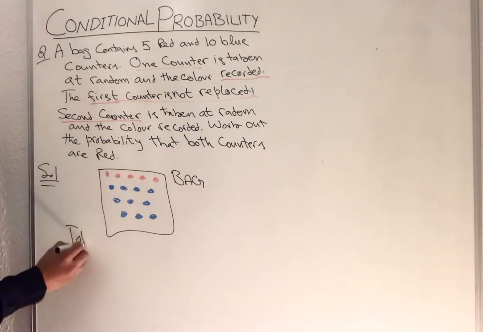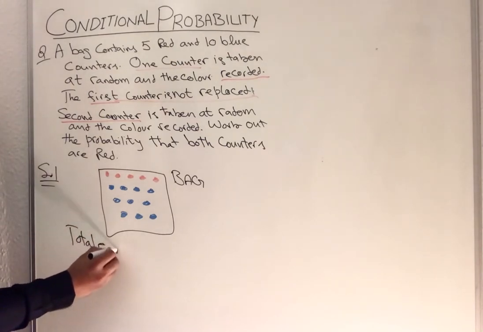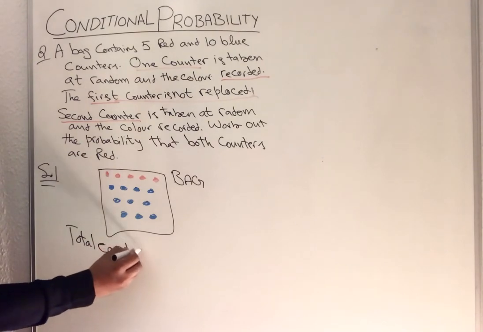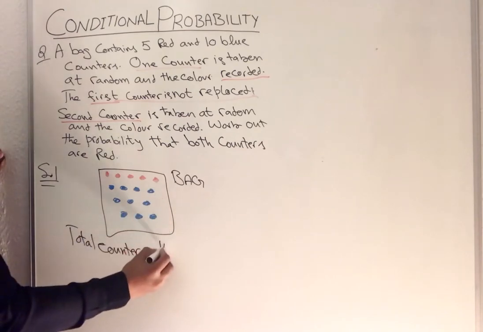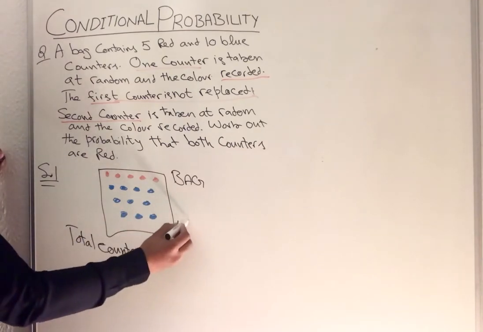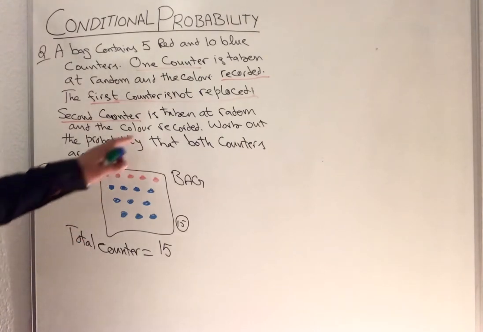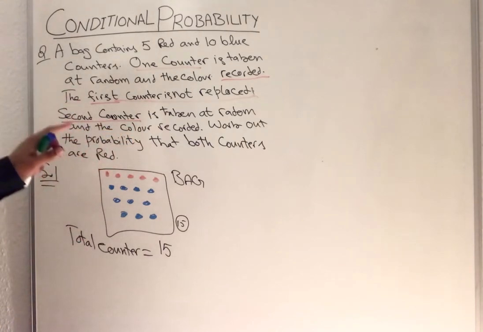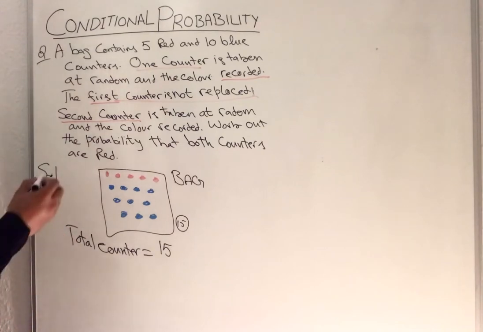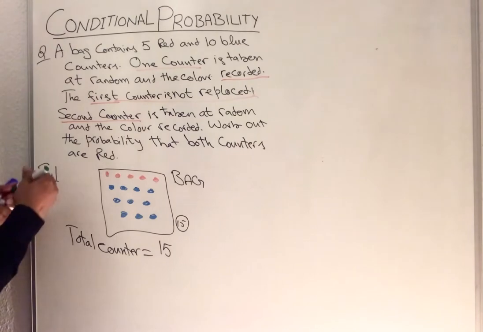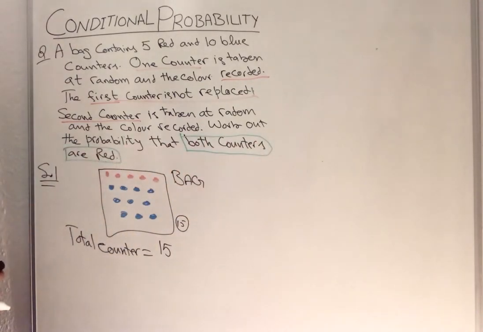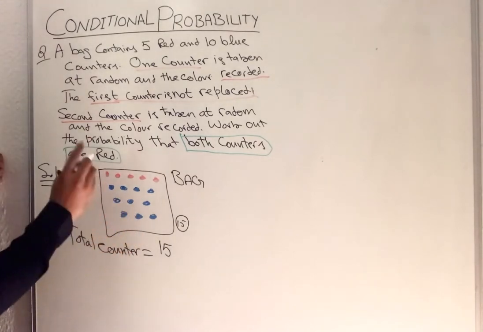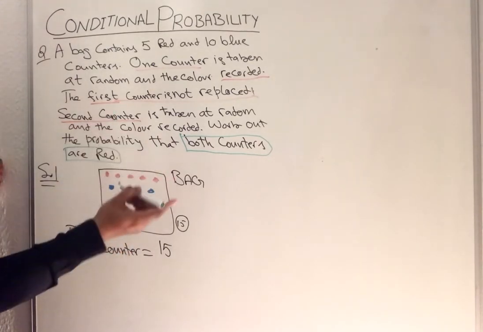Total counters in a bag: 1, 2, 3, 4, 5, 6, 7, 8, 9, 10 and up to 15. We have 15 counters, but we need to find out the probability that both are red. Both counters should be red. If you take one counter you have to record it.